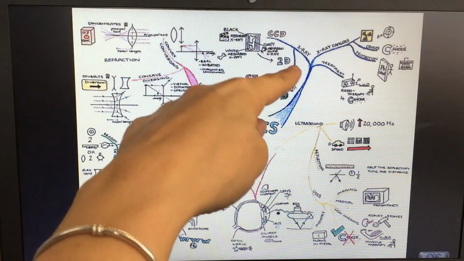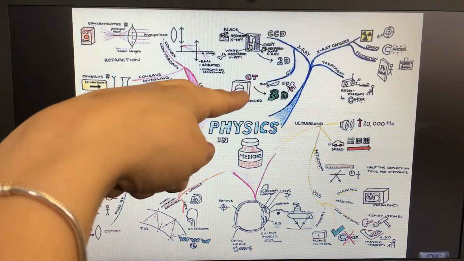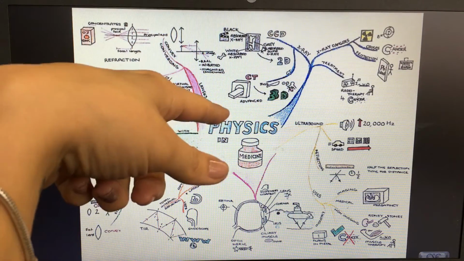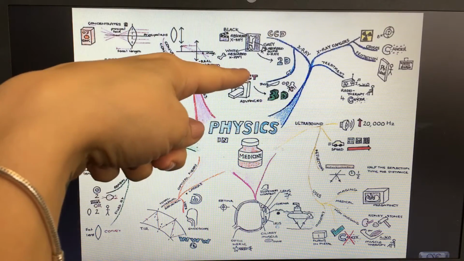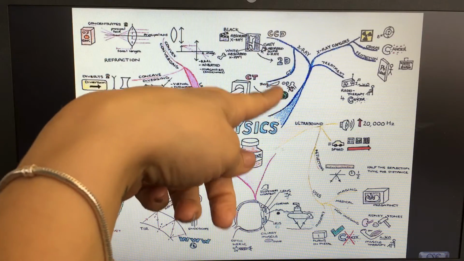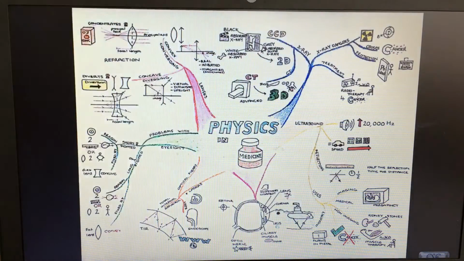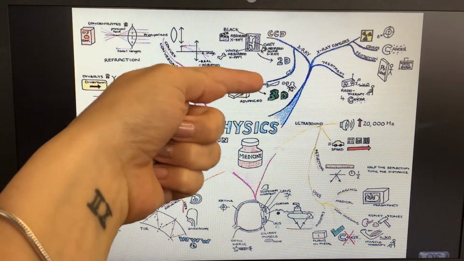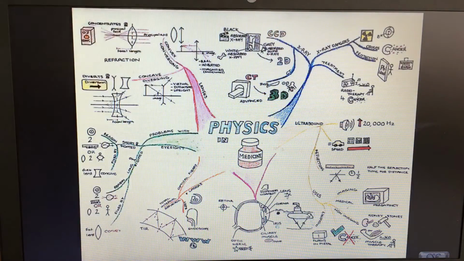Another form of X-ray is a CT scan. This is a 3D scan, it's a lot more advanced. It can give a 3D image of slices inside the body, so it's a lot better for diagnosing certain things. You wouldn't do it unnecessarily, because obviously it's giving people ionising radiation, so X-rays.